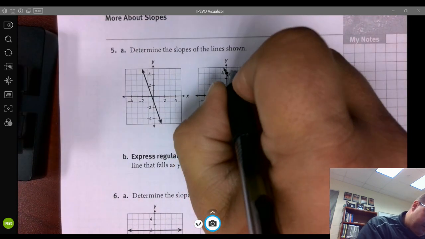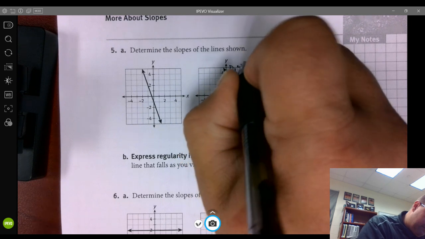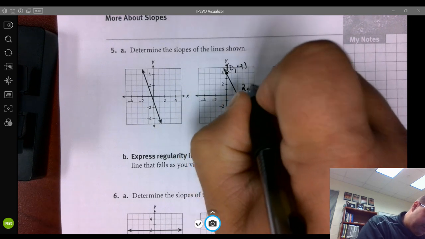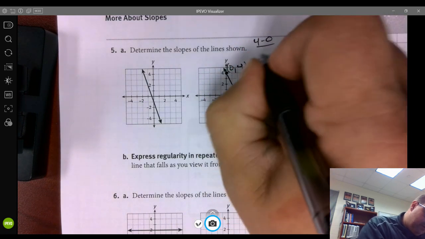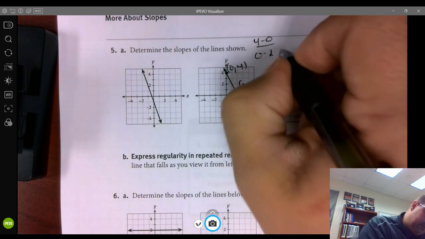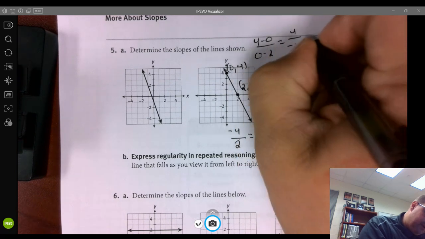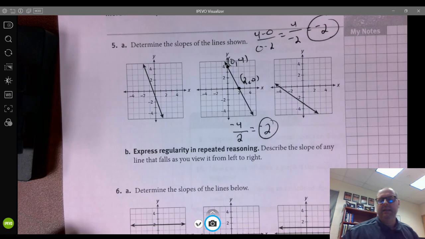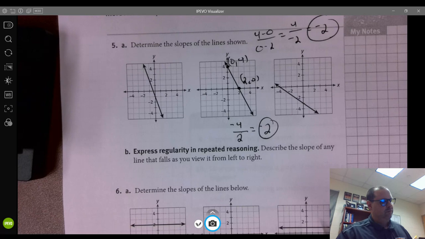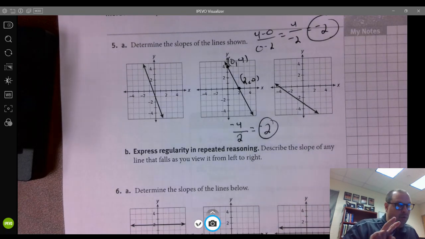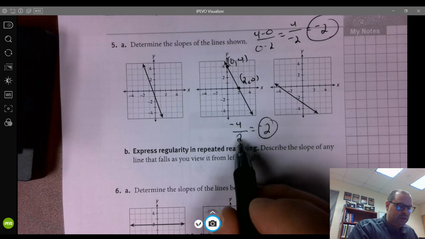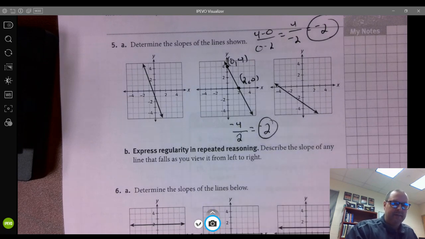If you wanted to do it here and say this is (0, 4), and this is (2, 0), you can go 4 minus 0 over, in this case, 0 minus 2 gives you 4 over negative 2. It still simplifies to negative 2. So on the graph, you could write the 2 points and do the work, or you can count them out, but there's still work. You still got to write what the rise over the run was and simplify it.